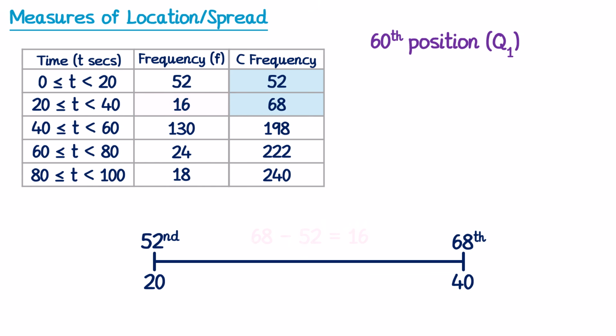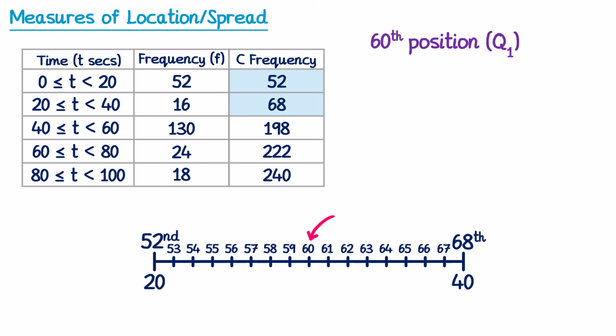What we then do is imagine that all 16 of these numbers are distributed evenly throughout the group. We could say that they are uniformly distributed. It would look something like this, with each of the numbers written on. Now we can see where the 60th number is, and for this interval it's actually right in the middle. So if we were to make a sensible estimate for where the time was, we would estimate that it's right in the middle of 20 and 40, which would be 30. So we could say that a sensible estimate for the lower quartile here is 30 seconds.